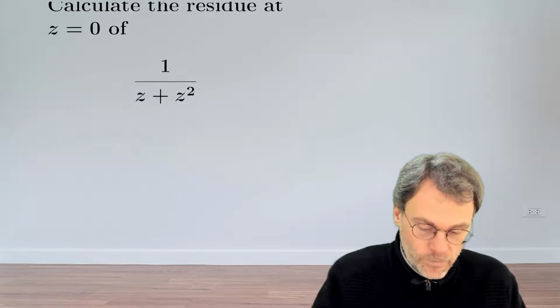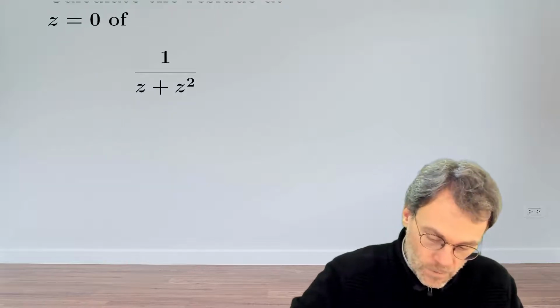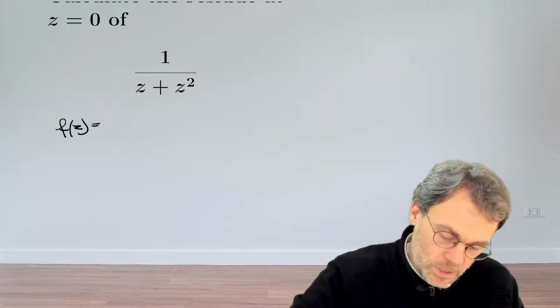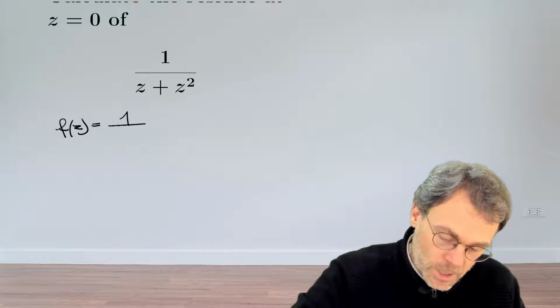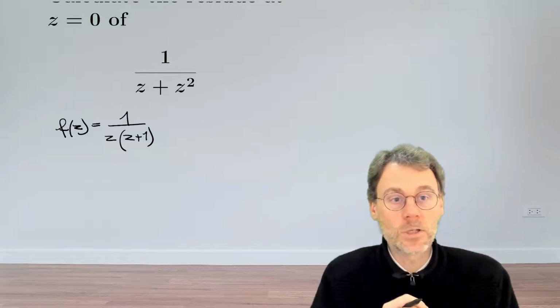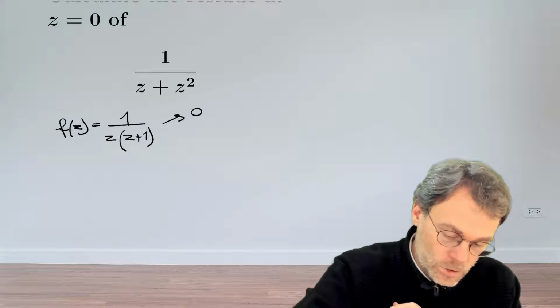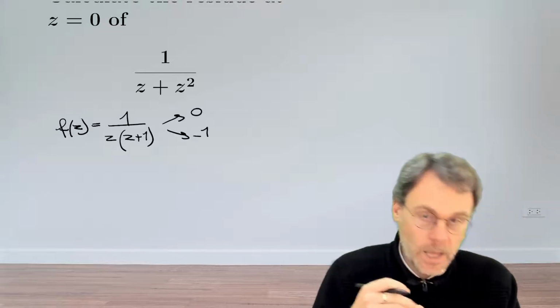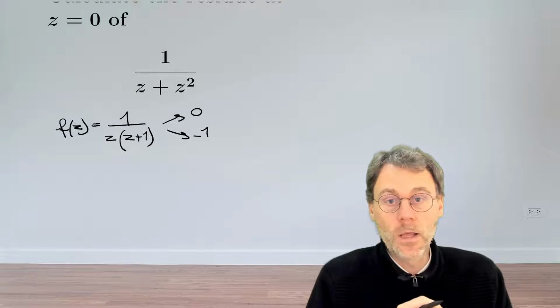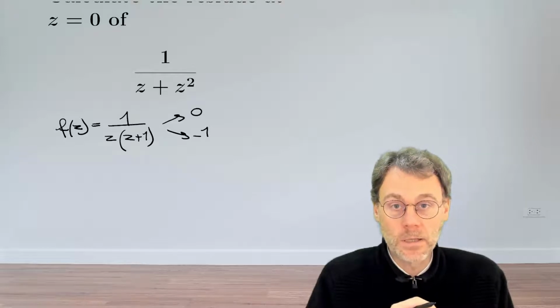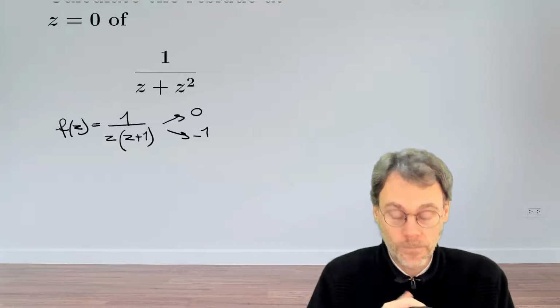Right, so the function that we have, we can factor the denominator so that the singularities become more apparent. So this is 1 over z times z plus 1. So it's pretty obvious that this has two poles, one at the origin and one at -1. And we happen to be interested in the singularity at the origin.